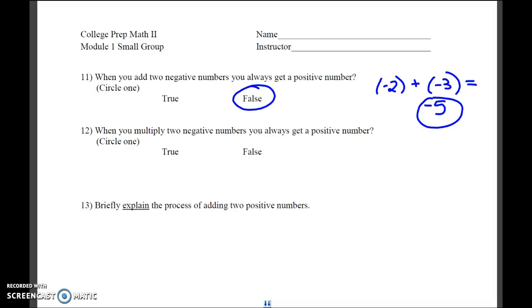Number 12. When you multiply two negative numbers together, you always get a positive. Well, we just went over that. When you multiply two negative numbers, yes, you always get a positive. That's true.